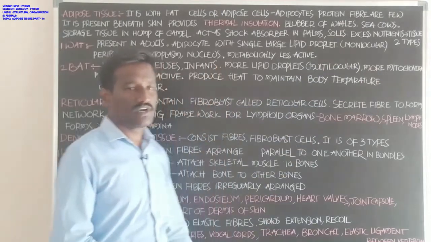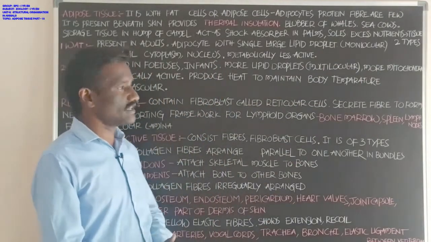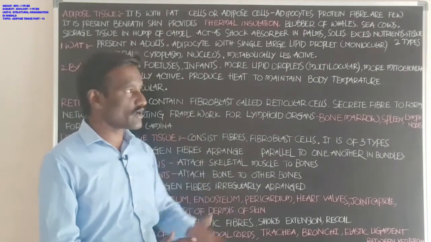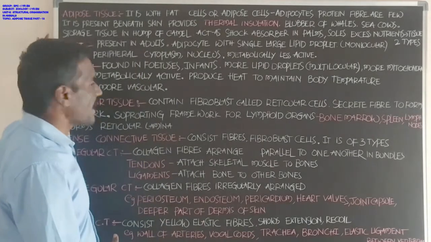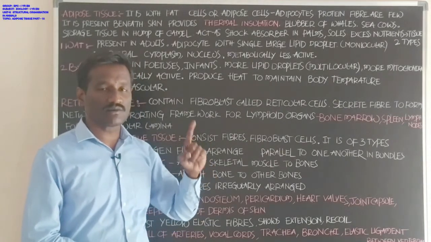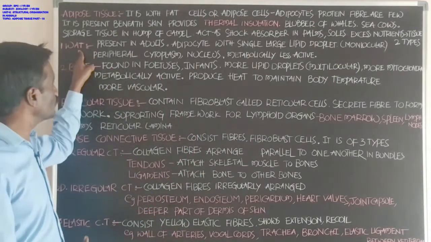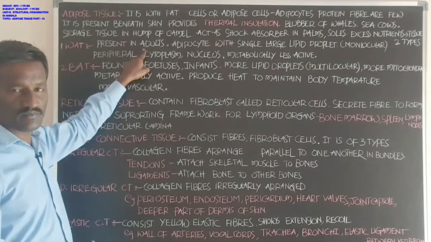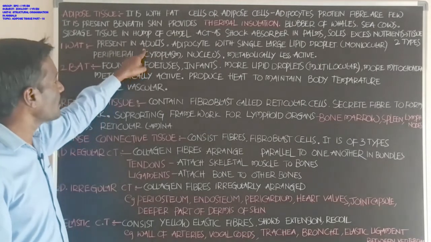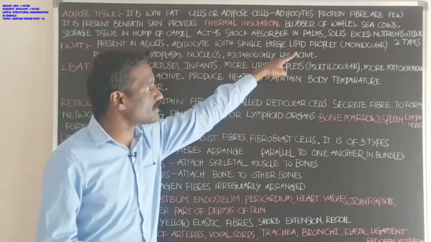Okay, student, that is about the adipose tissue. Adipose tissue is of two types. Again, adipose tissue divides into two types. One is white adipose tissue. The second one is brown adipose tissue. What about the white adipose tissue? It is mostly present in adults, predominant in adults. The adipocyte has a single large lipid droplet.